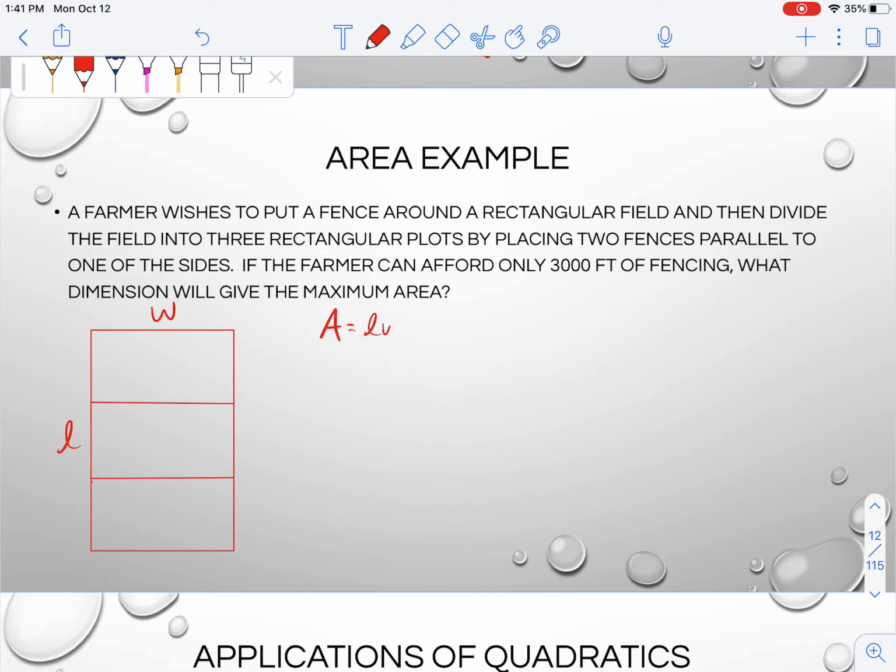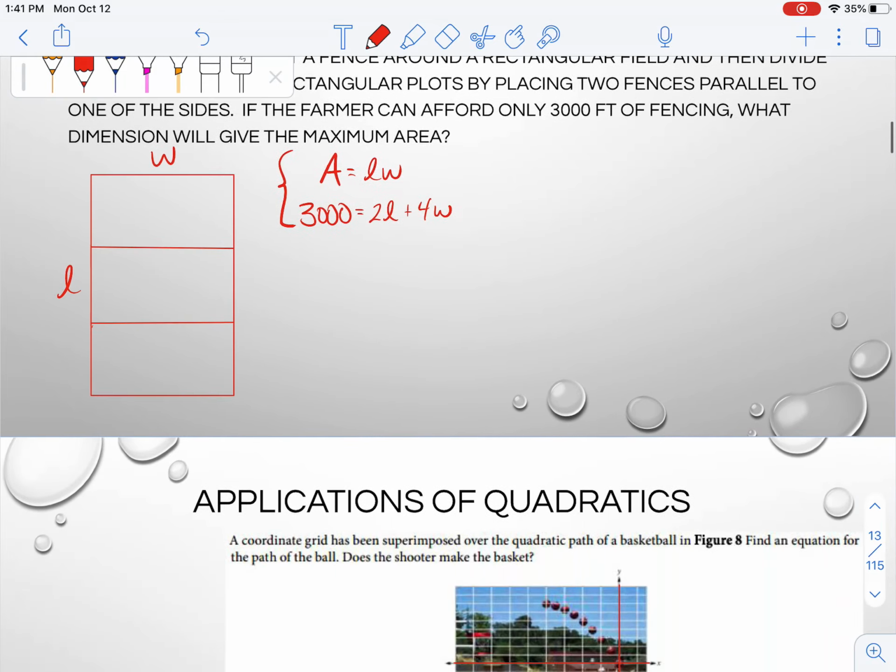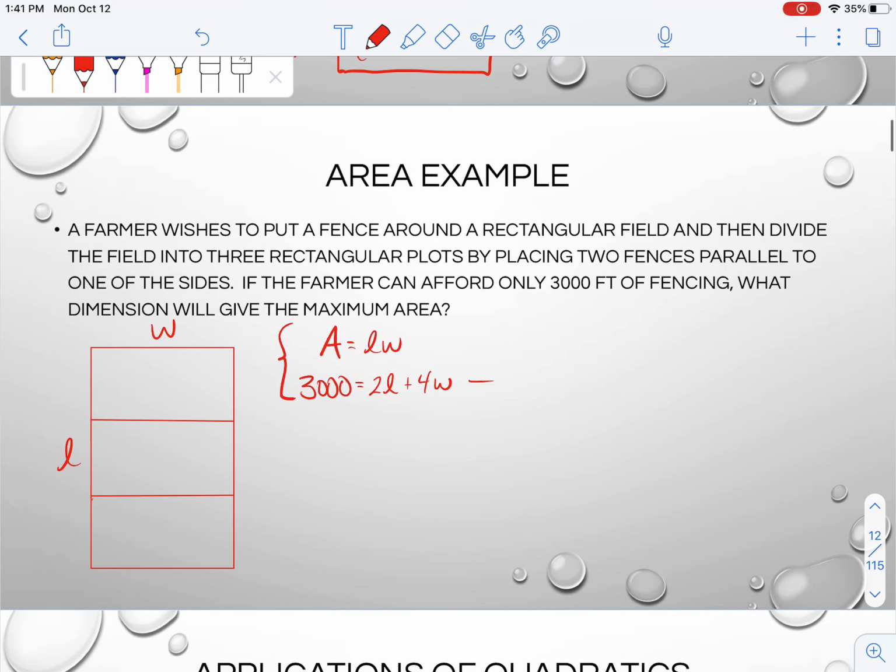So my area is simply going to be length times width. I have a total amount of fencing of 3,000 feet, and it's going to be described by 2L plus 4W. What I've got here is a system of equations. And right now it's not a quadratic, but I'm going to make it into a quadratic. Right? So I'm going to solve this equation for one of my two variables. It really doesn't matter which one I solve for, but I want to solve for a value that's going to make my life easy and preferably without fractions.